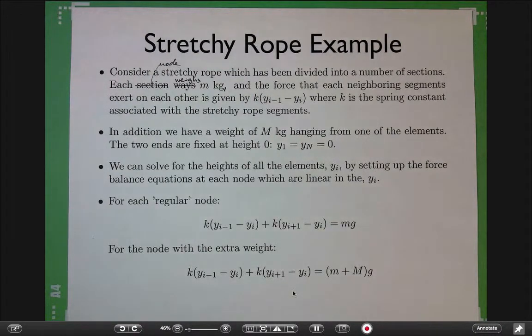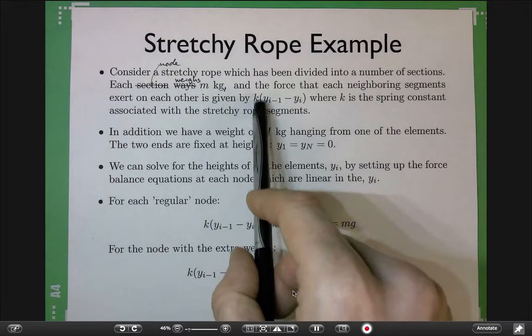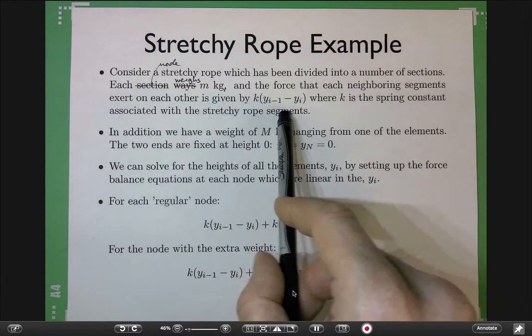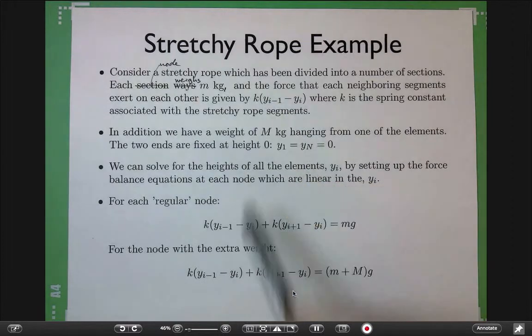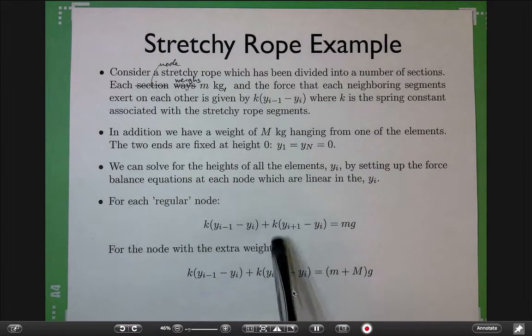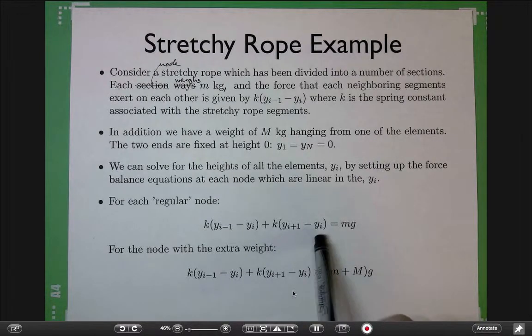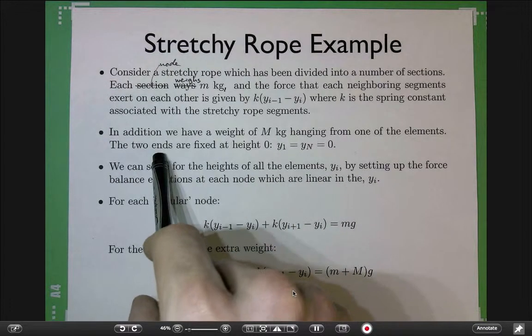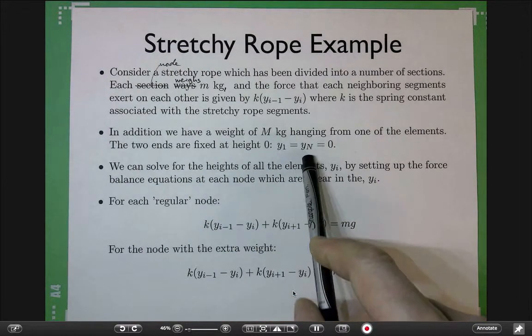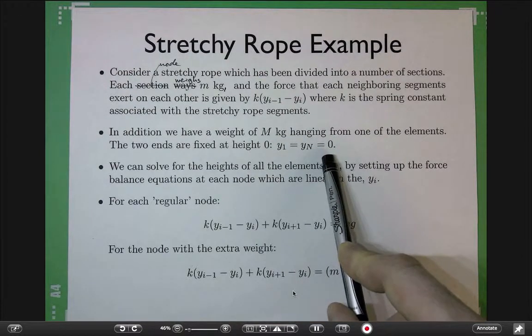And the force is k times y sub i minus 1 minus y sub i. That's what I was showing in that example. That's the force due to the first spring, and the force due to the second spring is k times y sub i plus 1 minus y sub i. So the two nodes on the endpoints, y1 and yn, are fixed. That means I am holding them at 0.